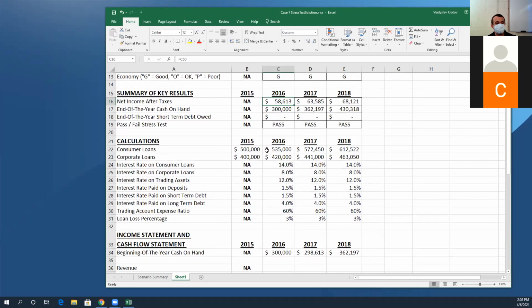And last time we started doing calculations, and I think we stopped somewhere here where we calculated the interest rate paid on short-term debt, right? What happens is banks borrow from each other, they take short-term loans. Because of the short-term loans, the interest rate tends to be higher. So the calculation depends on whether the economy is good, okay, or bad. If it's good, the interest rate is 1.5%. If it's okay, the interest rate is 1%. And if it's bad, it's 5%.